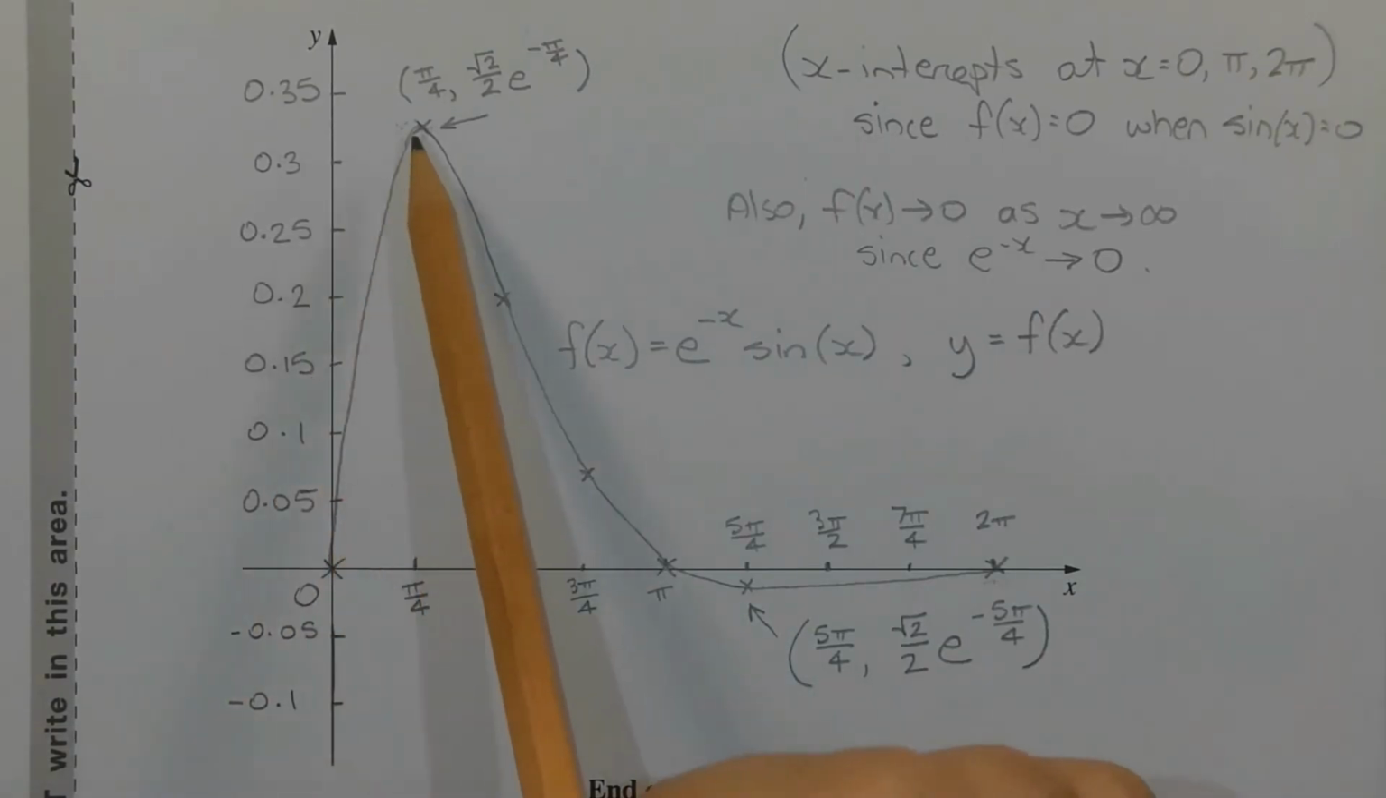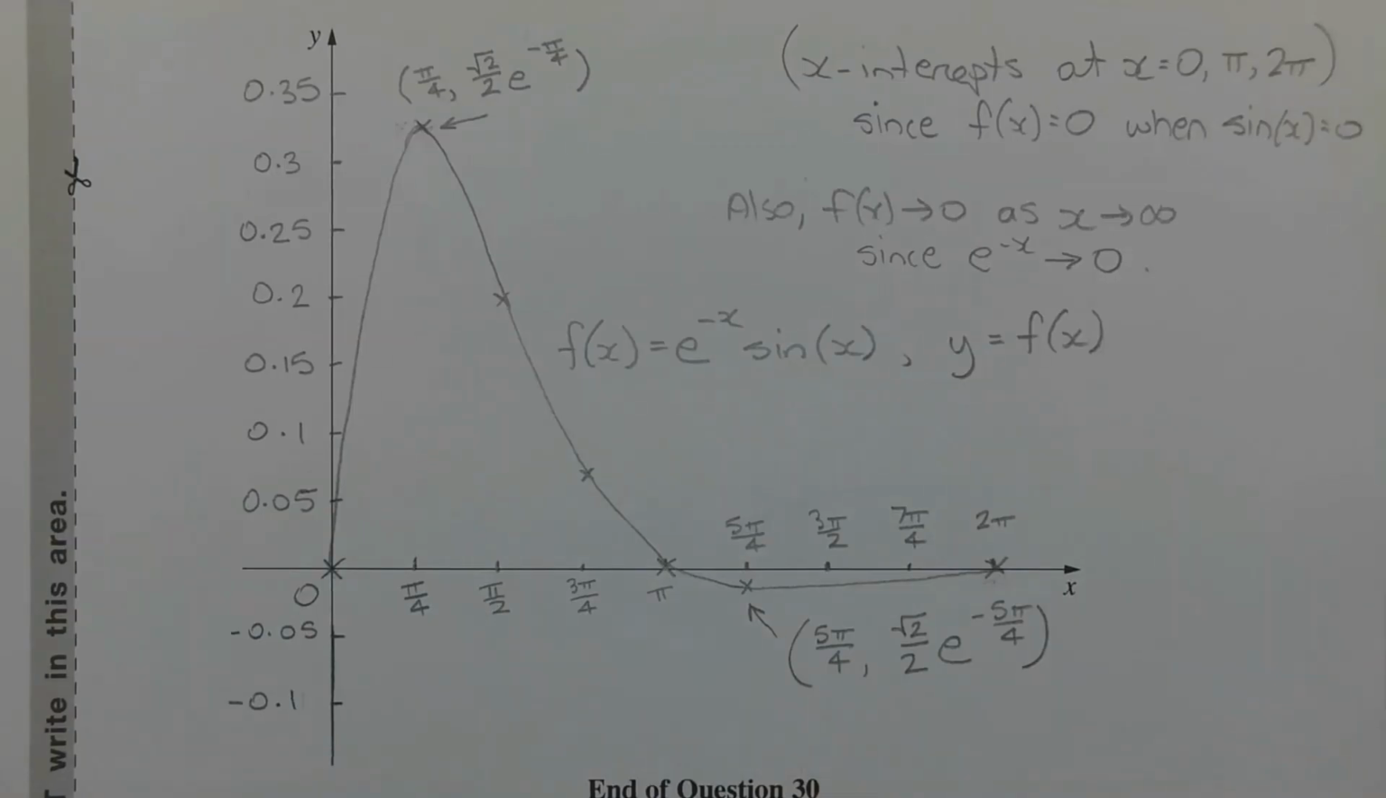Now to fill in the gaps, or to show just a little bit more detail, I found the function values that correspond to pi over 2, 3 pi over 4, and that's this point here and here, just to get a smoother looking curve when I finally draw the curve, until we end up with the finished sketch looking like this.